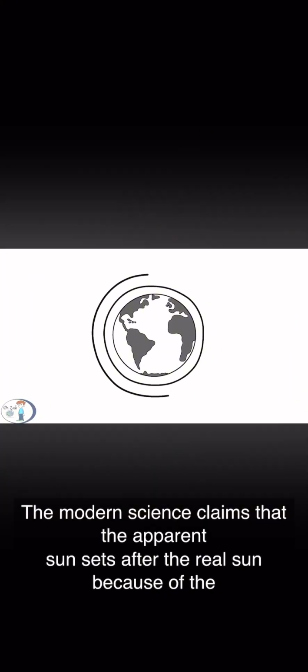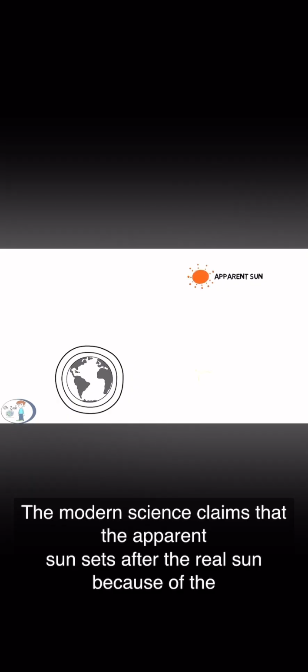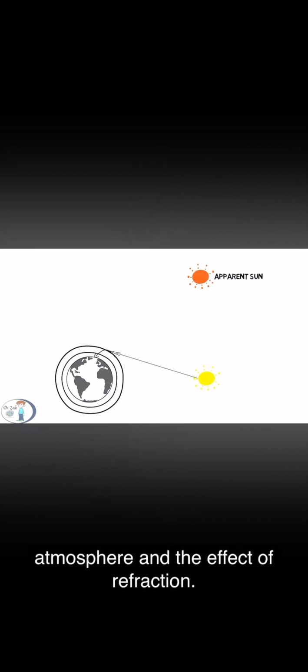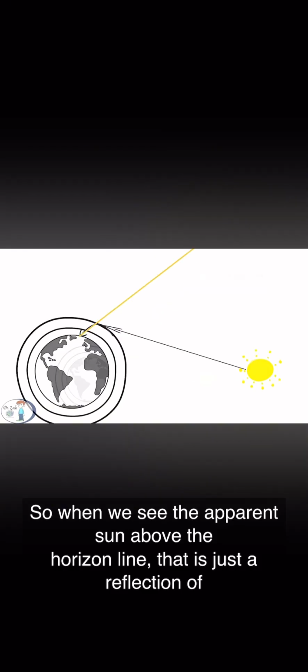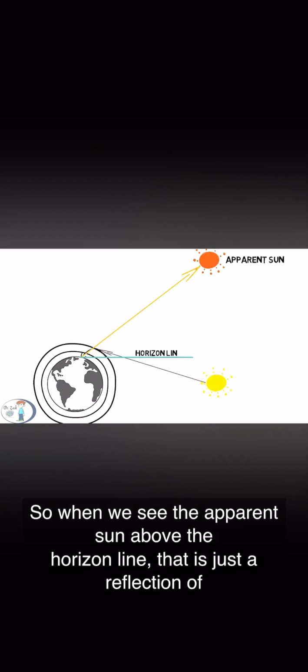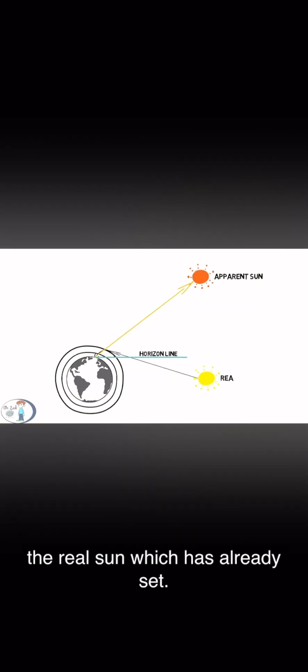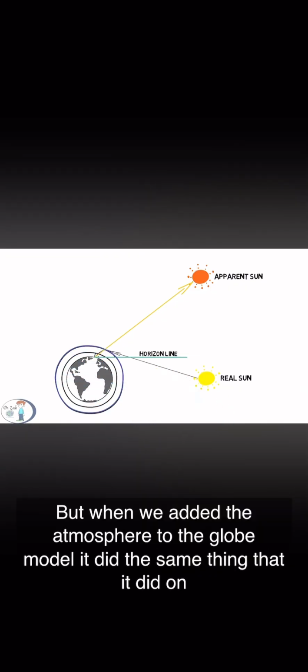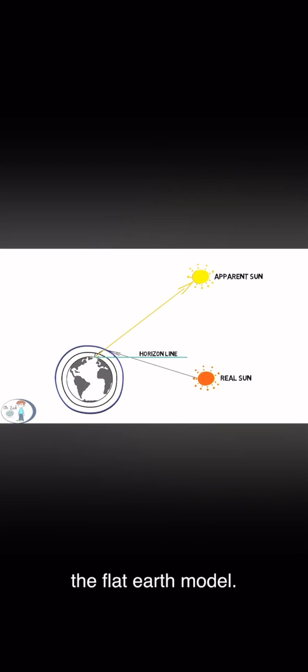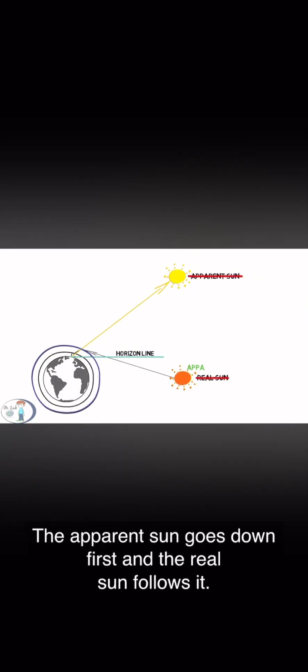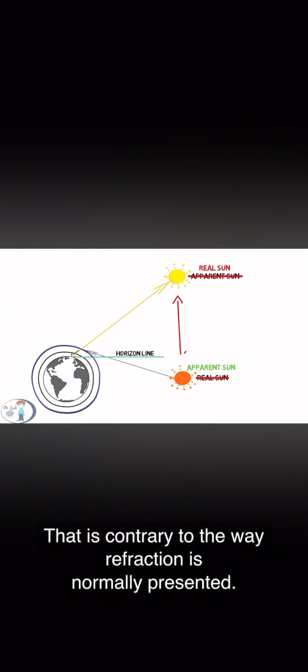Modern science claims that the apparent sun sets after the real sun because of the atmosphere and the effect of refraction. So when we see the apparent sun above the horizon line, that is just a reflection of the real sun, which is already set. But when we added the atmosphere to the globe model, it did the same thing that it did on the flat earth model. The apparent sun goes down first, and the real sun follows it. That is contrary to the way refraction is normally presented.